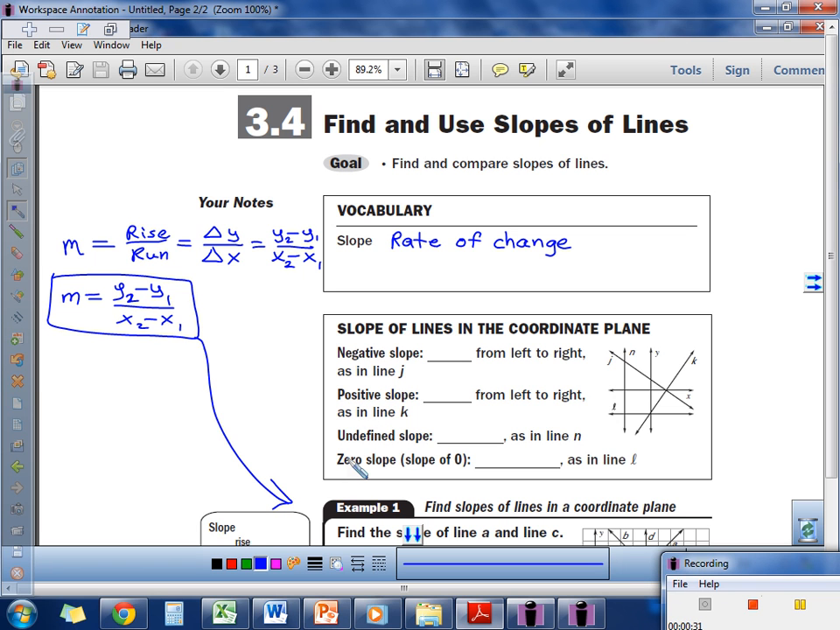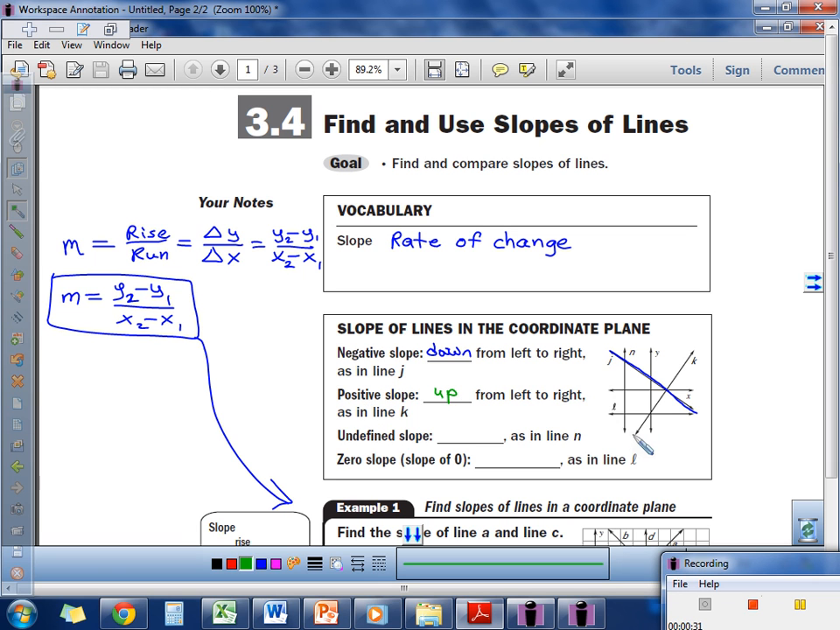We have a lot of different types of slopes. Sometimes we have a negative slope. A negative slope goes down from left to right, such as line J. Going down from left to right. Just like we read left to right, we look at slope left to right. Just think of this. If your grade started here and then did this, would that be positive or negative? Definitely a negative thing.